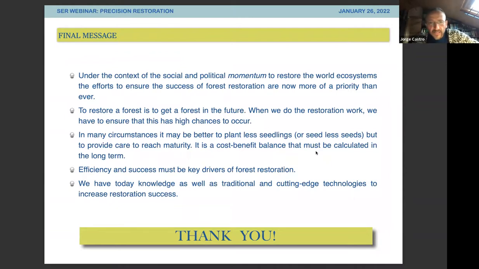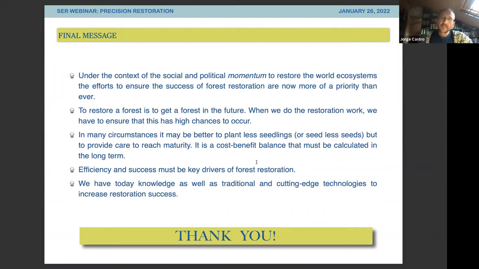So as a final message, I think it's important to consider that under the current context, the political momentum and social momentum to restore the forest, the United Nations Declaration of the Decade for Ecosystem Restoration and so on, we have a wonderful opportunity to restore the forest. And this is a priority today more than ever, all right? But to restore a forest is to get a forest in the future. It's not just to plant these plants and forget them.